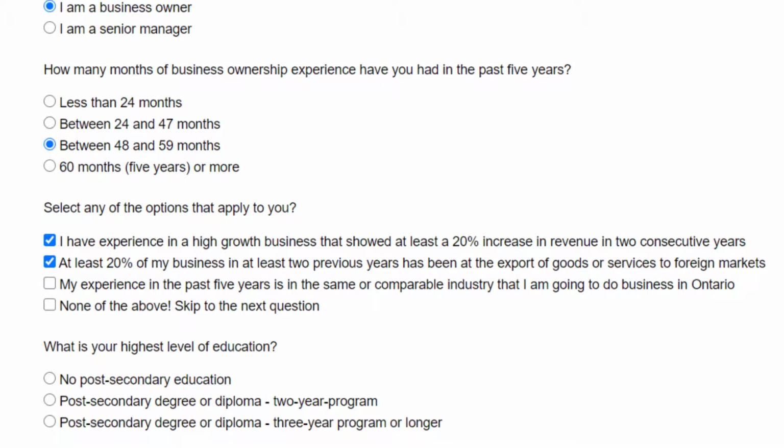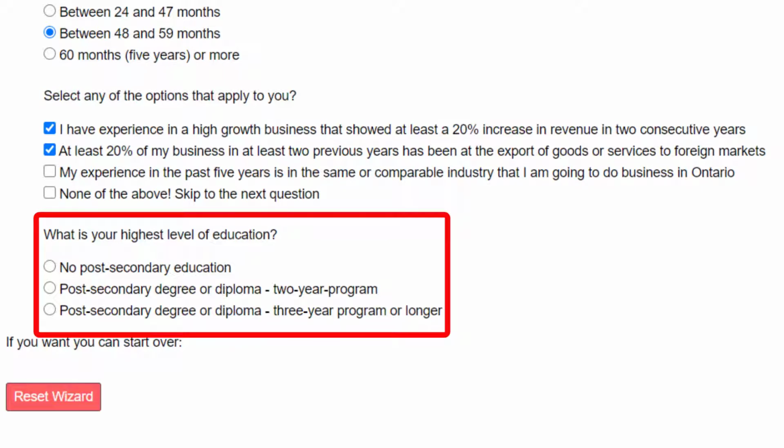The next question is what is your highest level of education? If you have no post-secondary education, you won't receive points.